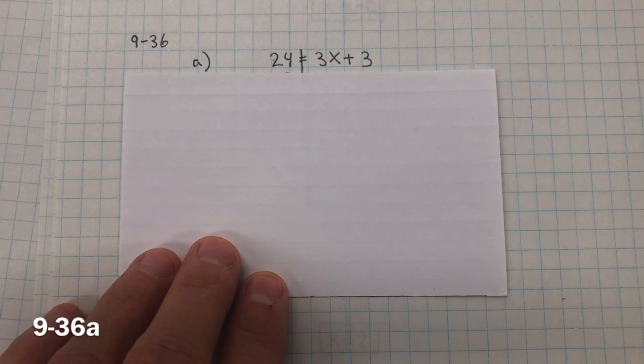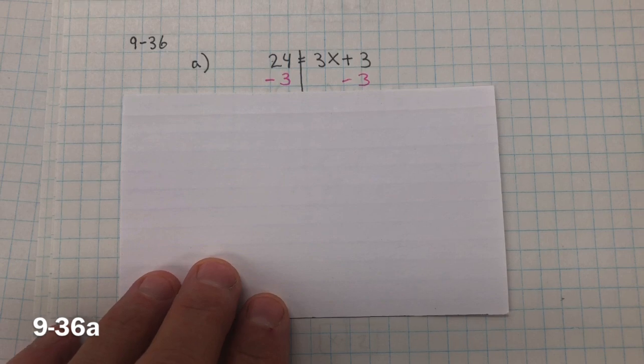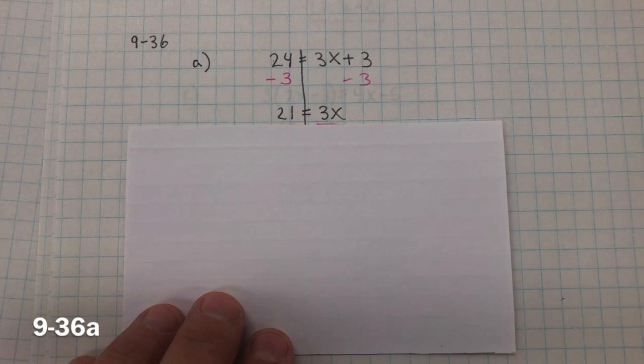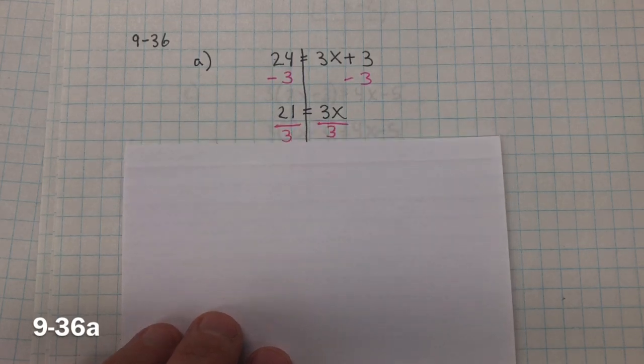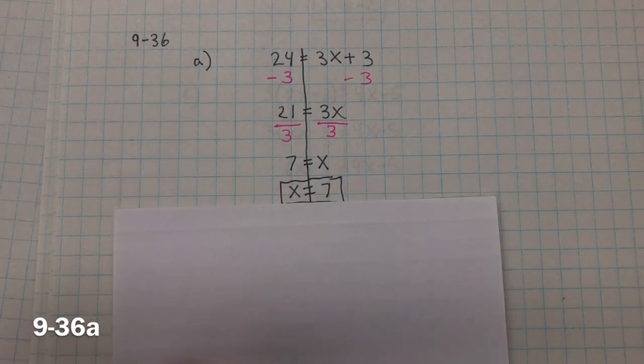First, take the inverse property of addition, which is subtraction. So we subtract 3 from both sides. 24 minus 3 equals 21. Inverse property of multiplication, 3x, is division. So we're going to divide both sides by 3. 21 divided by 3 equals 7. And 3 divided by 3 is 1. So you have 1x or just x. So x equals 7.